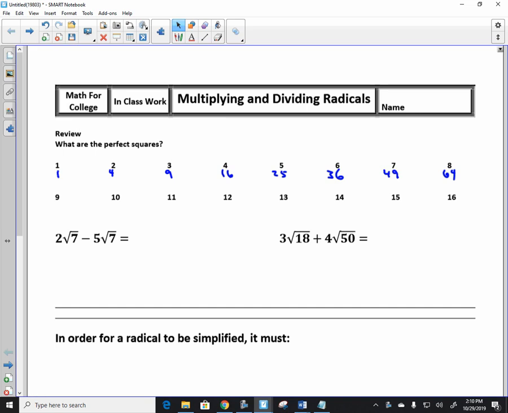And I just want to make sure we review the perfect squares. I've got 1 through 8 listed out. 1 squared is 1, 2 squared is 4, 3 squared is 9, 16, 25, 36, 49, 64. After that, 9 squared is what? 10 squared?